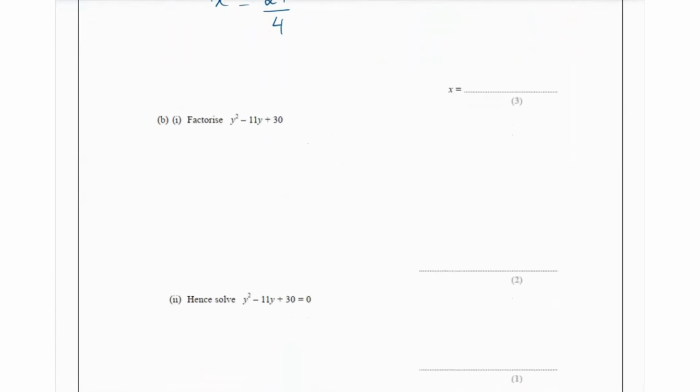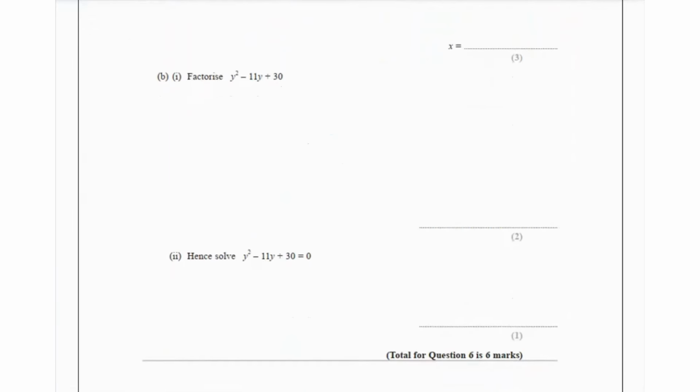Then we have factorization of a quadratic equation along with solving it. For factorization, you can either use the quadratic formula or splitting the middle term, whichever way is easy for you to solve. So we take the coefficient of y squared, which is 1, times the constant, which is 30. So 1 times 30 is 30. We need to find the factors of 30 now. Those are 5 and 6, 15 and 2, and 1 and 30. These are the factors of 30.